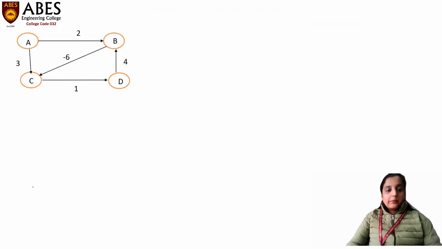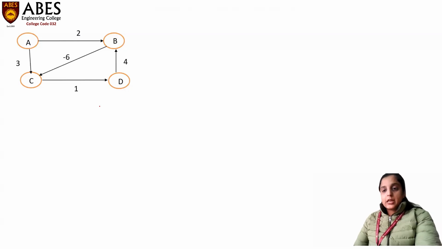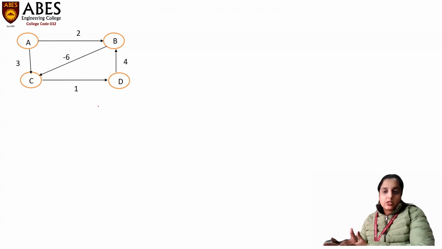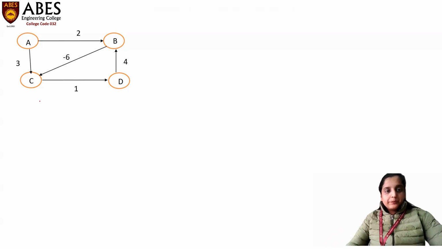Now let's take a simple example. As you can see in this example, we have already tested it in the last slide, but we'll test it once again here so that you'll get more clarity on how Dijkstra's algorithm fails. So let's start with the question.